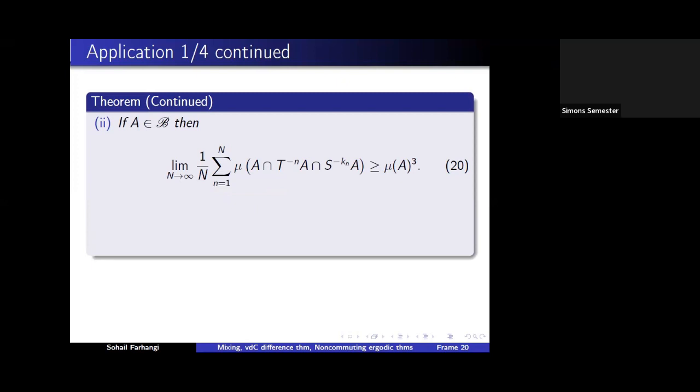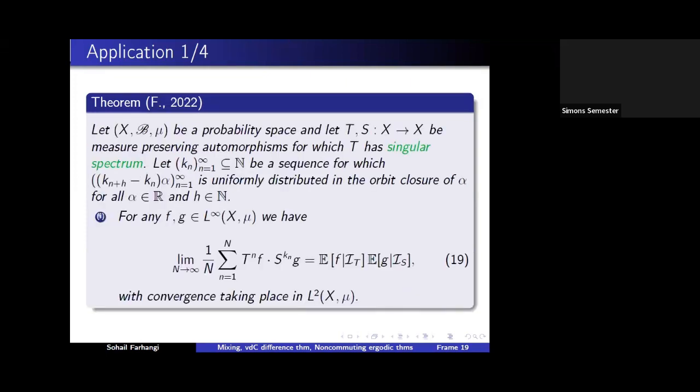And then the other thing we want to do is say something about polynomial sequences. What do we do if k_n is n squared? Because even though n squared will satisfy this condition when alpha is irrational, n squared will not satisfy this condition if alpha is rational. For example, if alpha is 1/3, we're going to have some problems.